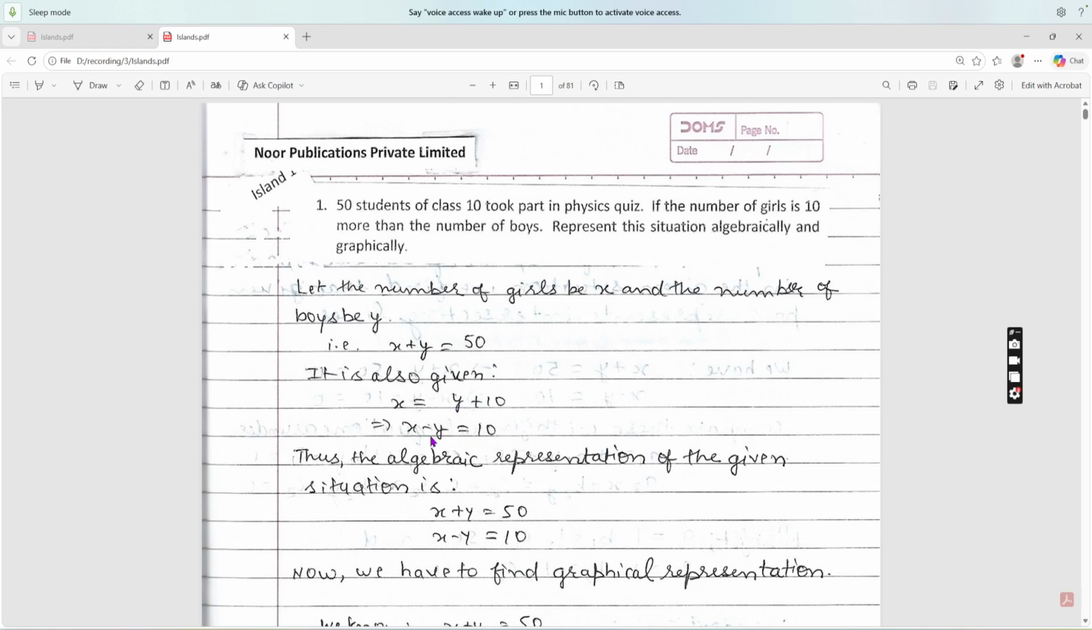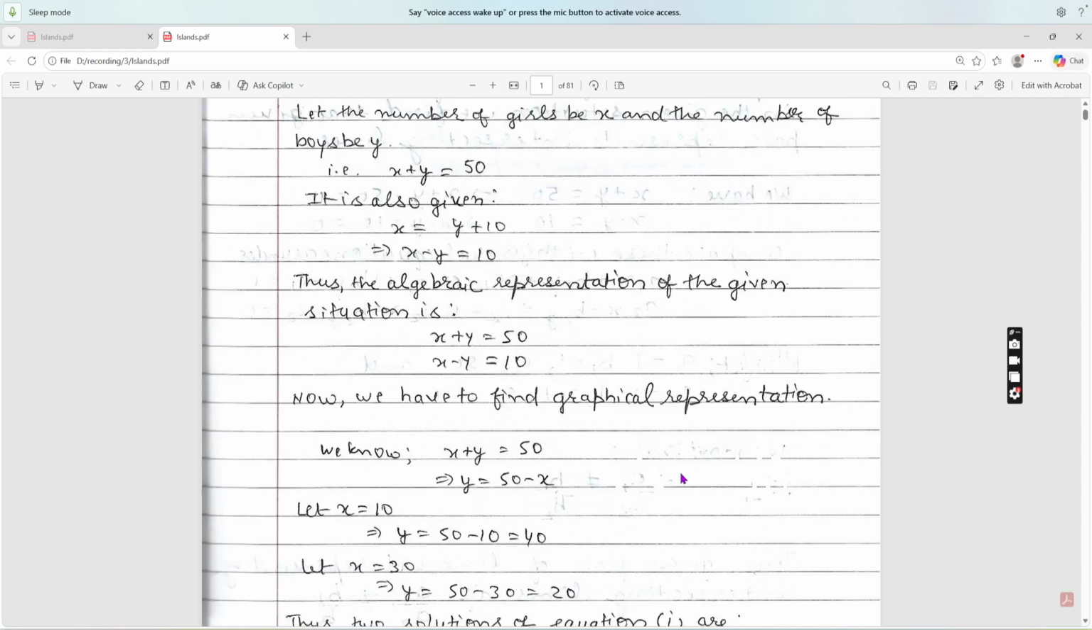This equation can be written as x minus y is equal to 10, because the sign of y on the RHS, meaning right hand side, is plus. So when it is shifted from RHS to LHS, we get minus. So our sign would be minus y. So the entire equation would be x minus y is equal to 10. Thus the algebraical representation of the given situation is x plus y is equal to 50, x minus y is equal to 10. Now we have to find the graphical representation.